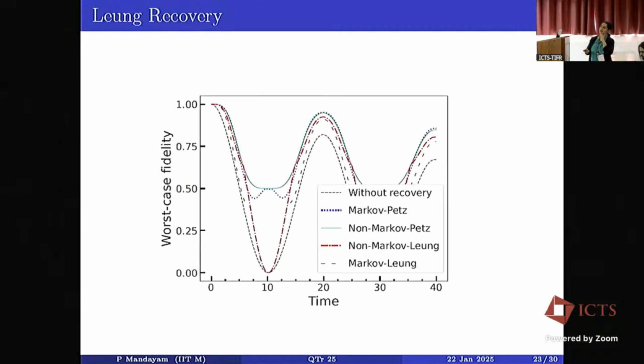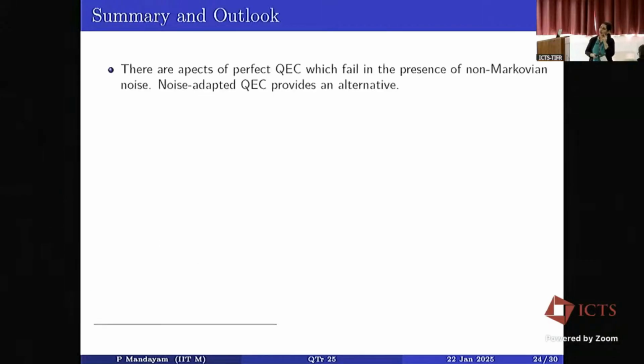So I'll maybe skip this. This is to say that one can think about other noise-adapted strategies, and some of them actually don't do well at all. This red line out here is what's called the long recovery, which is another noise-adapted recovery that one could construct, and the fidelity drops all the way down to 0. Again, we have some analysis which understands why that happens. Let me just stop here and say that there seem to be aspects of perfect QEC which may not immediately or directly carry over to the non-Markovian regime, and that motivated our investigation to see if noise-adapted quantum error correction can provide some solutions in this area.